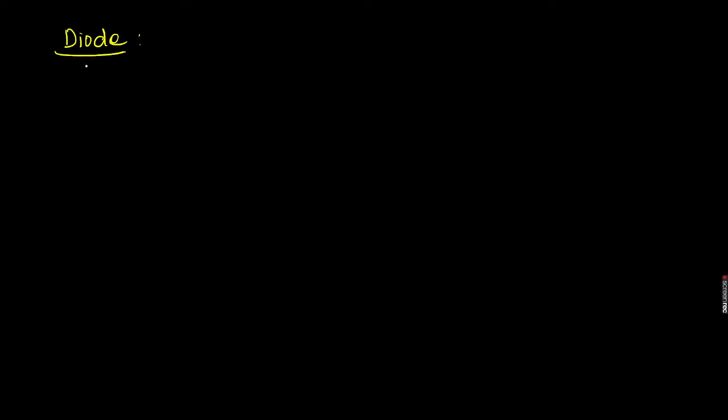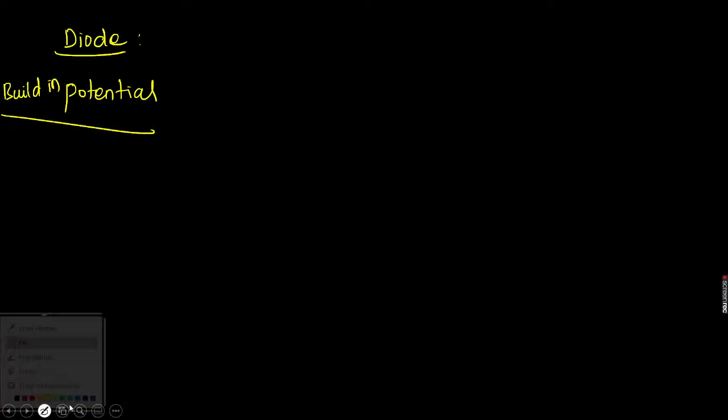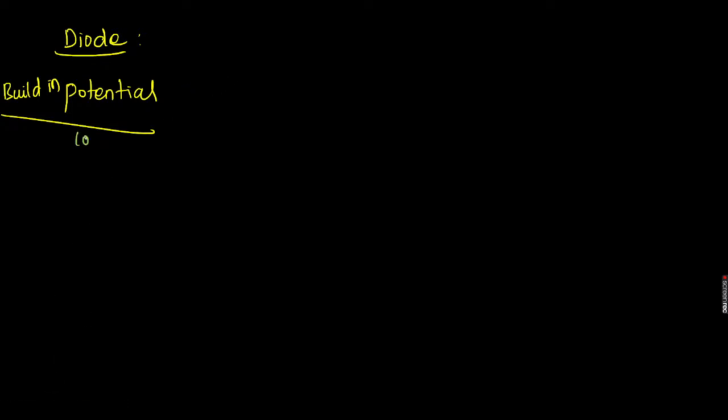First of all, the first term you need to learn here is about potential. We call it the built-in potential, which is the actual name for this. Some people call it contact potential. There is one more name for this: cut-in voltage. Don't think too much. This is called cut-in voltage, the amount of voltage required to turn on the diode.